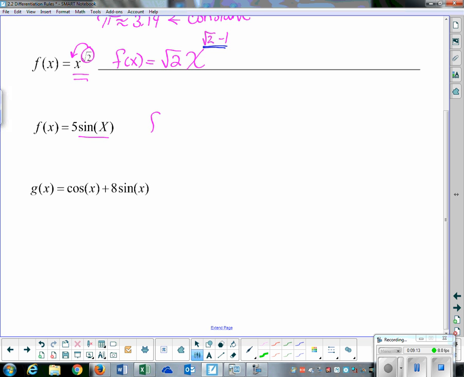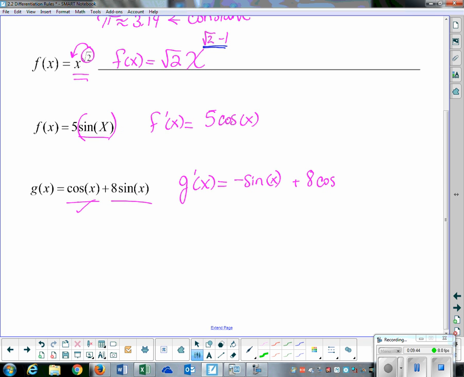So I have f prime of x is equal to, this multiplier will still be a multiplier, and the derivative of sine changes to cosine of x. There's my answer. I have two functions here. I'll take each derivative separately. G prime of x is equal to, the derivative of cosine is negative sine of x. Just memorize it. And the derivative of sine, well, 8 is my multiplier. It'll stay there. The derivative of sine is cosine x. There's our answer.